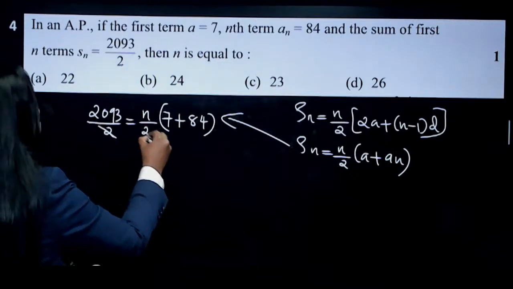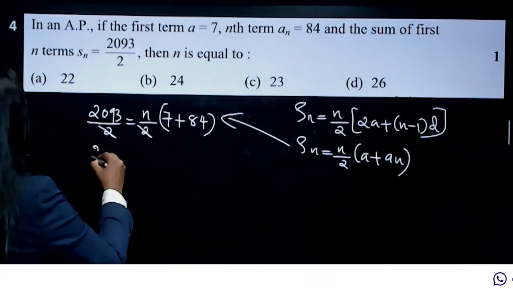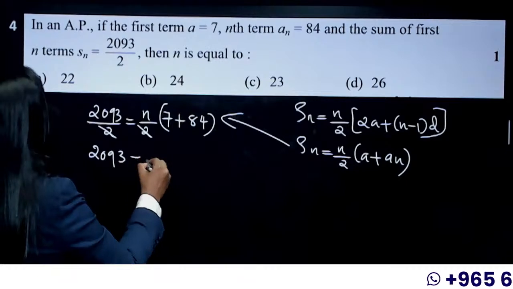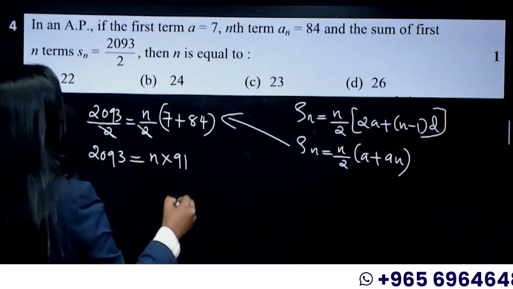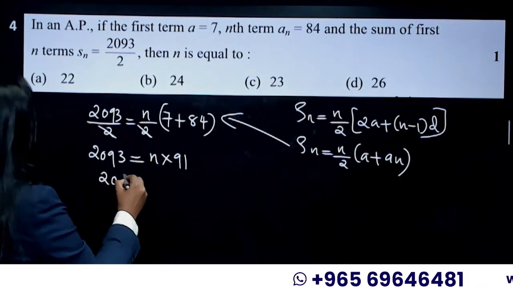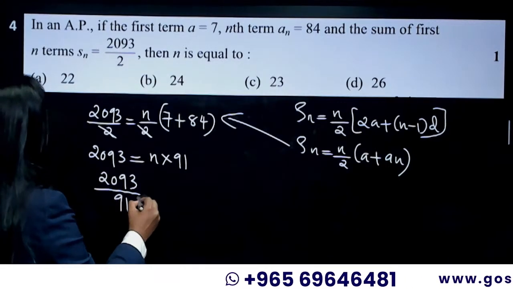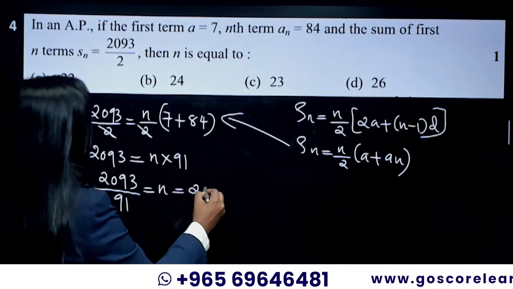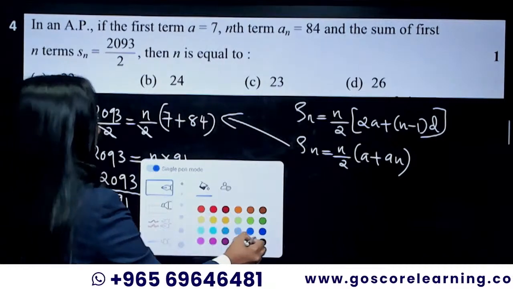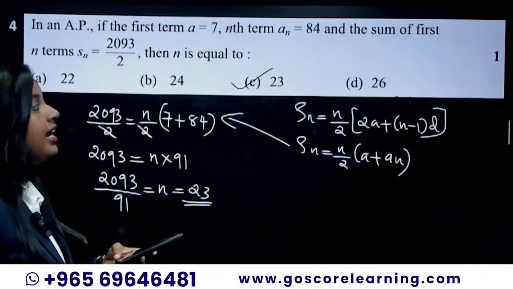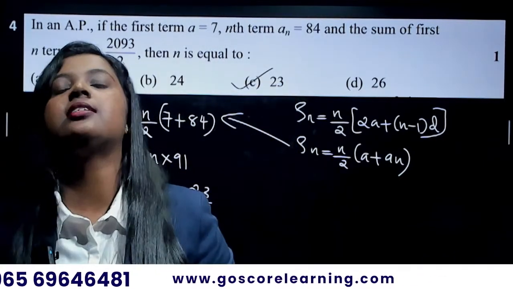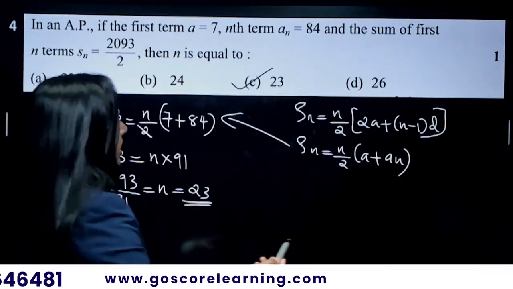So can we cancel 2 from both sides? Yes, we can. So 2093 is equal to n into 91. So 2093 by 91 is your n. So n is going to be 23. So option C is the correct answer. That is, 23 is your correct answer. Very easy question, no?